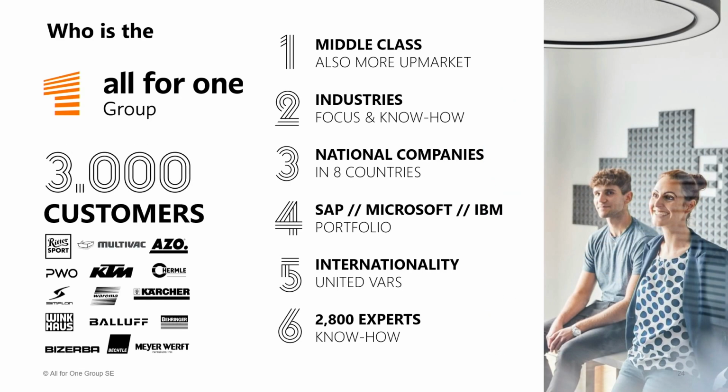A few words about All for One. All for One is the biggest SAP partner in Germany. We have 3,000 customers, one of them you perhaps know. We are in the middle class. Our industries I will show you later, and we are in 8 countries. We have an SAP, Microsoft and IBM portfolio. Our international approach we do with the United VARs, a common alliance of value-added resellers all over the world, and we have 2,800 experts with all our know-how.